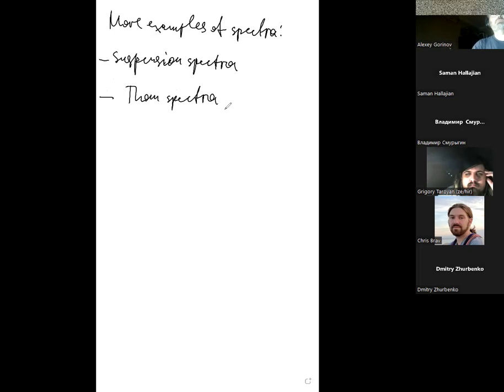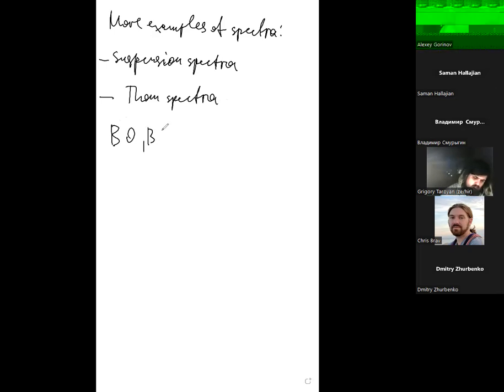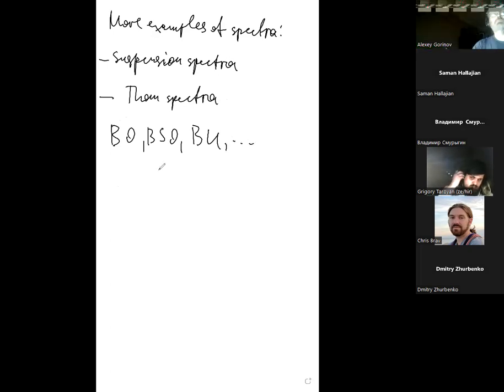And there is another example which will be more relevant to us: Thom spectra. Now, does everyone know what the Thom spectra are?